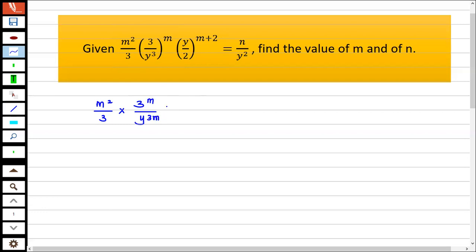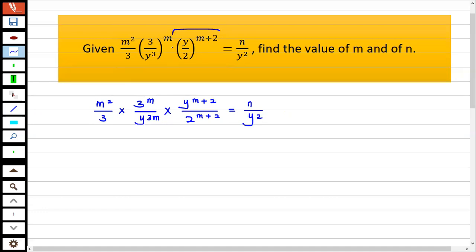Understand? Again times. So I'm going to open this bracket now. It's going to be y to the power of m plus 2, over 2m plus 2. Then we have equals to n over y squared. Hope that you understand. I already opened all the brackets.